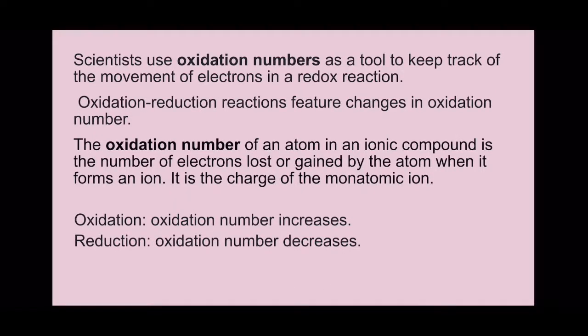Scientists use oxidation numbers as a tool to keep track of the movement of electrons in a redox reaction. And oxidation reduction reactions feature changes in oxidation numbers. There can't be a redox reaction with absolutely no change in oxidation numbers. So the oxidation number is the number of electrons that are lost or gained, and it is equal to the charge of a monatomic ion. So in oxidation, the oxidation number increases, and in reduction, the oxidation number decreases because it's equal to the charge.